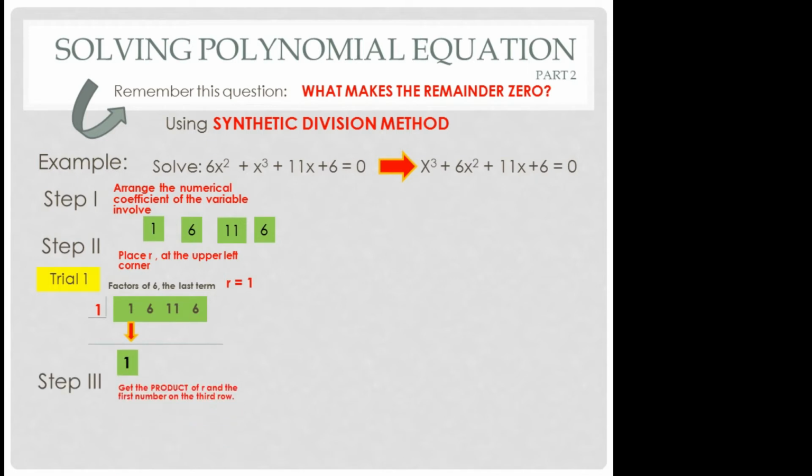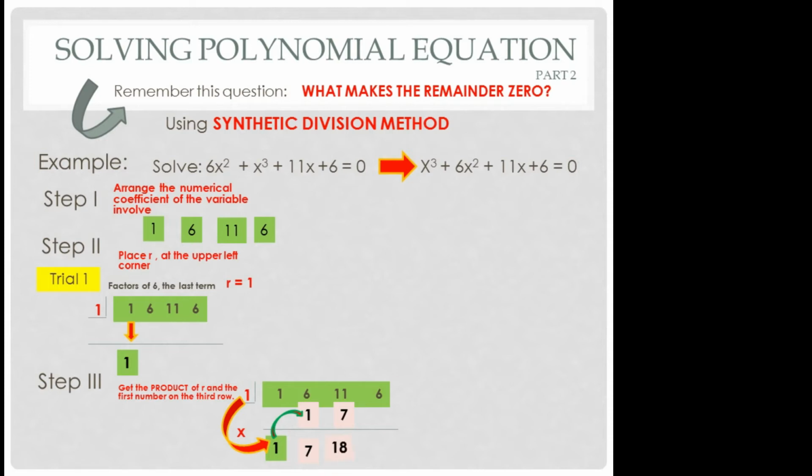And then step 3, get the product of r and the first number on the third row, which is the numerical coefficient of the first term or the leading term. Multiply 1 and r. The answer is 1. Place it under the second numerical coefficient, which is 6, and then combine. 6 plus 1 equals 7. 7 times 1 is 7.